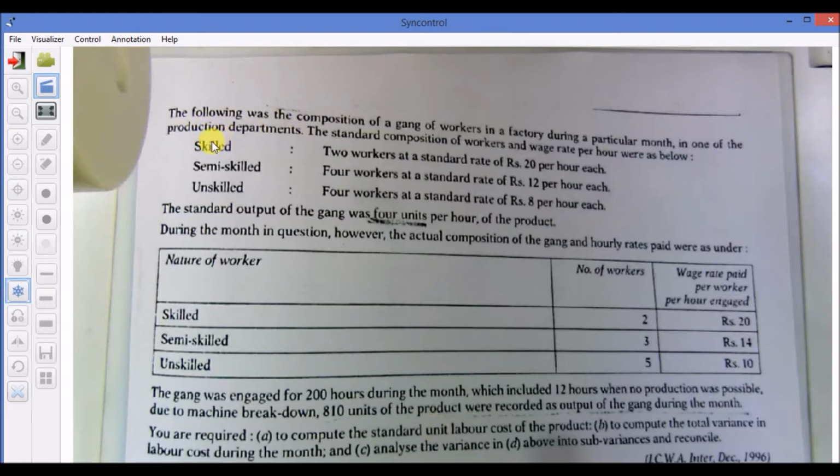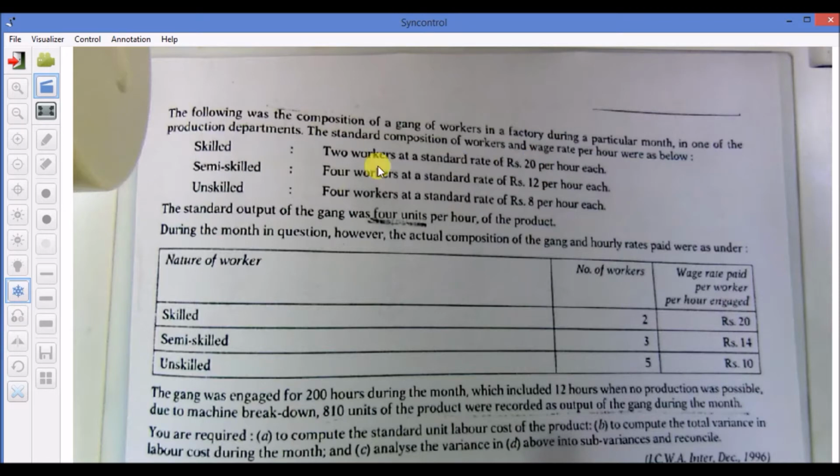Let's read the sum. The following was the composition of a gang of workers in a factory during a particular month. In one of the production departments, the standard composition of workers and wage rate per hour was as follows: skilled, semi-skilled, unskilled. 2 workers are being paid a standard rate of 20 per hour each. 4 workers at a standard rate of 12 per hour each. 4 workers at a standard rate of 8 per hour each.